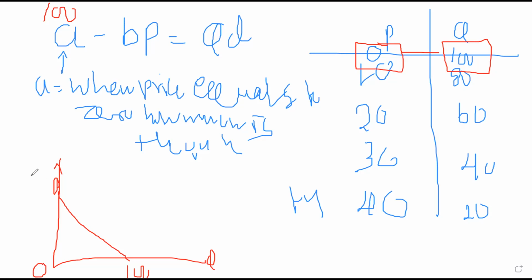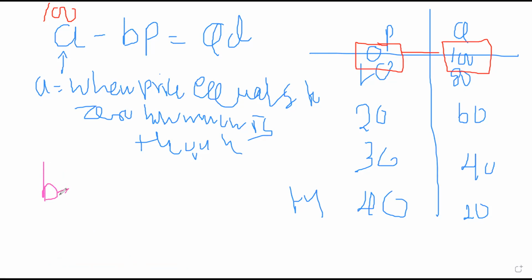Then B. Then we want to know how to calculate the B. So B is equal to delta Q divided by delta P. Delta Q divided by delta P.